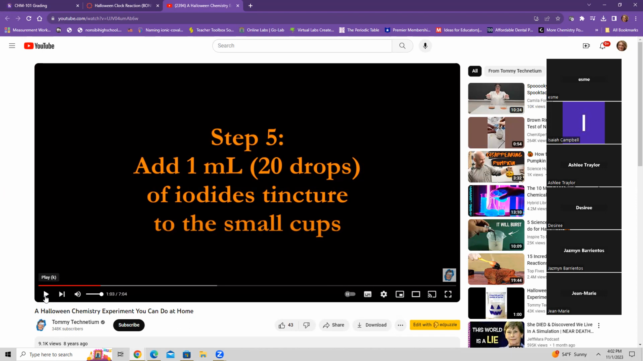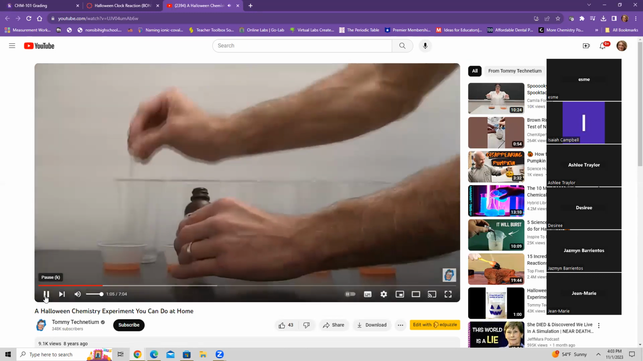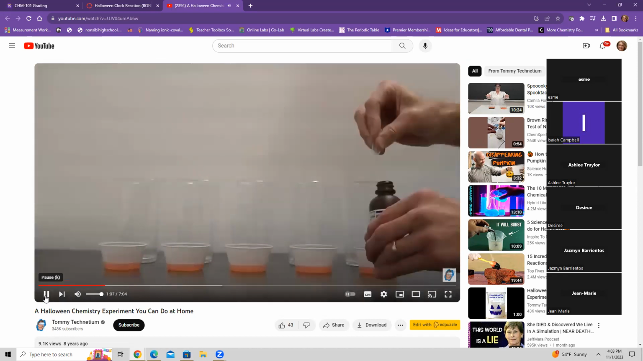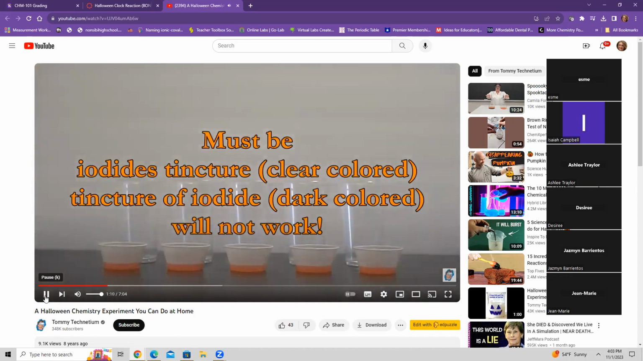And you notice it's a certain type of iodine. It can't be tincture of iodine, that won't work. This is iodide's tincture, which has no color. That's the difference. Okay. All right. There's several steps, but they're pretty easy. All you gotta do is drop, drop, drop. Okay, there you go.